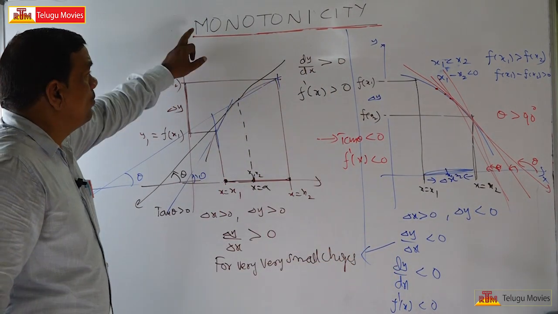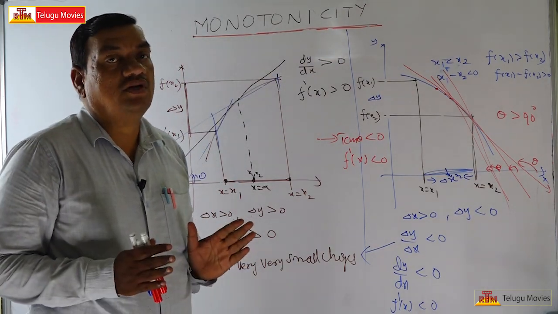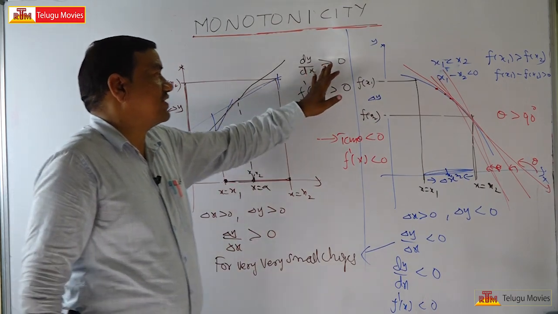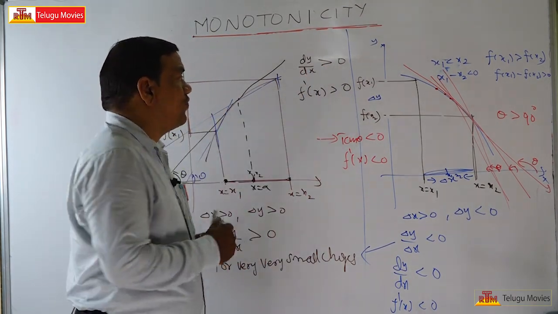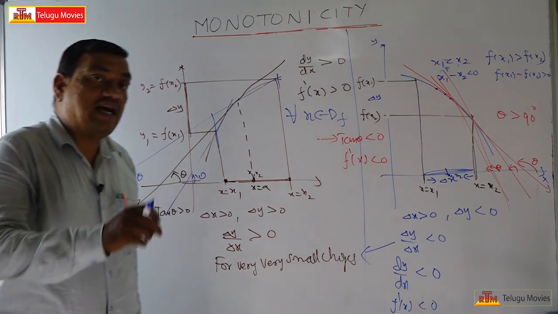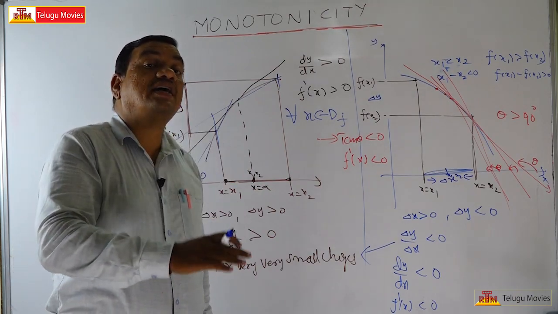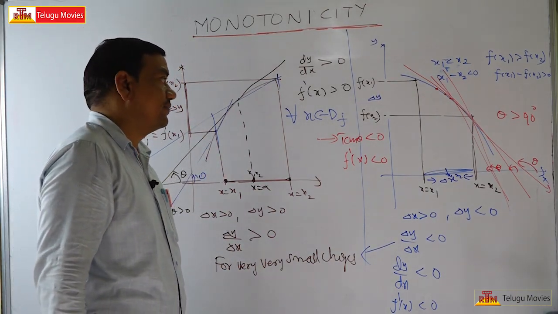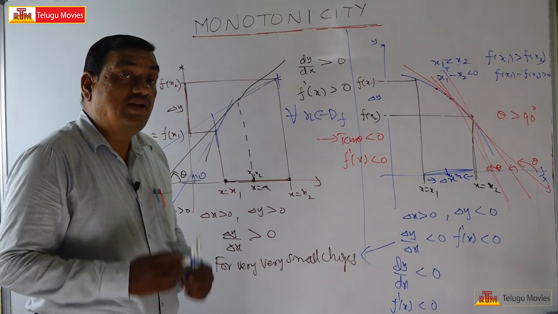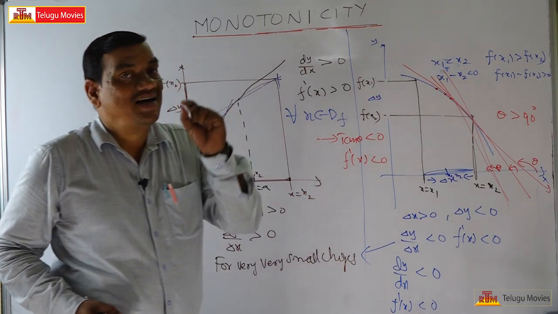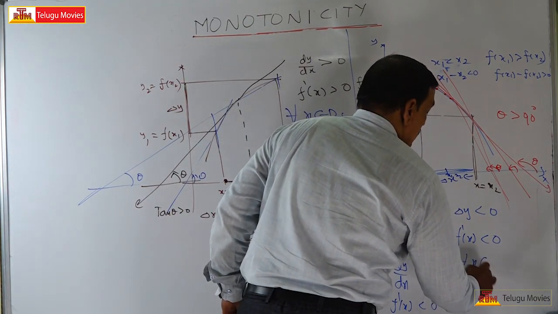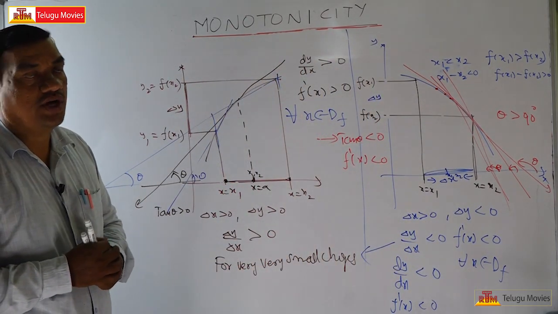So, to check the monotonicity of a function in an interval, it is enough to check the value of f dash of x. If f dash of x is greater than 0 for all x belonging to the domain of that function, we say that the function is monotonic, and we call it a monotonically increasing function. If f dash of x is less than 0, then we say that the function is monotonically decreasing for all x belonging to the entire domain of that function. Understand this?